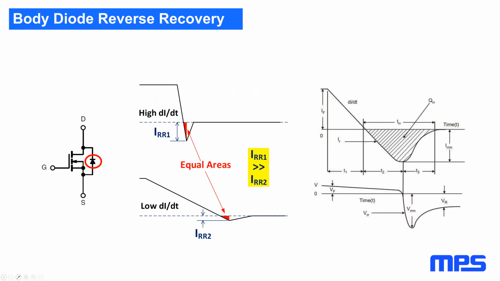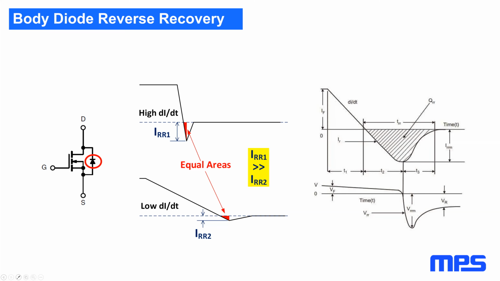If the dI/dt is really fast, the amplitude of the reverse current is quite high, as it takes some amount of time for that diode to recover, and during that time, the current continues to go negative. On the other hand, if the dI/dt is really low, then the current doesn't have a chance to reach such a high level before the diode recovers.